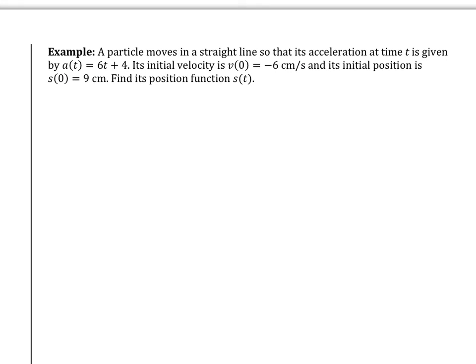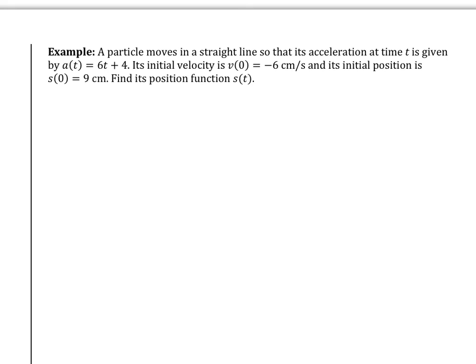Now let's look at some word problems. A particle moves in a straight line so that its acceleration at time t is given by a of t equals 6t plus 4. Its initial velocity is v of 0 equals negative 6 centimeters per second, and its initial position is s of 0 equals 9. Find the position function s.